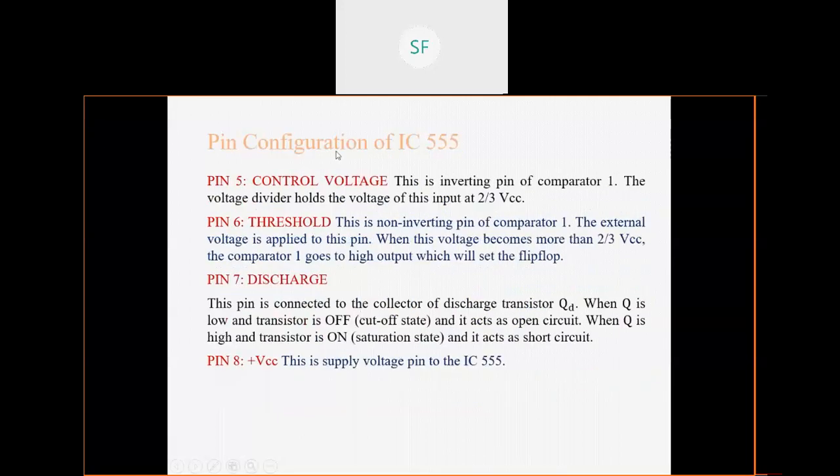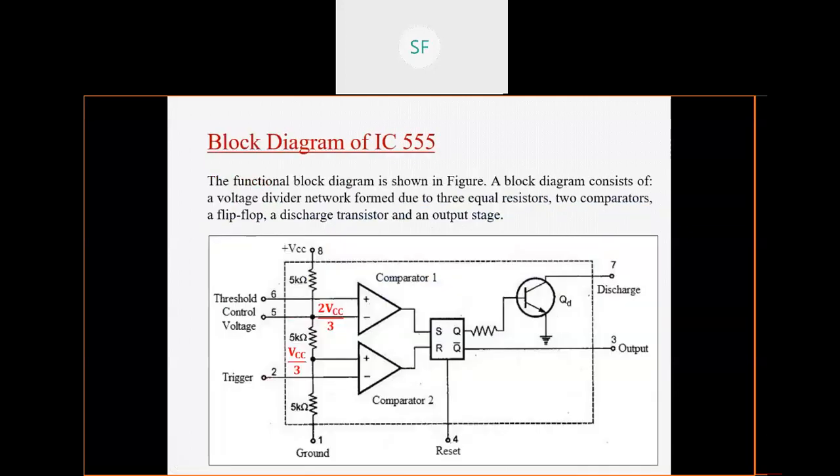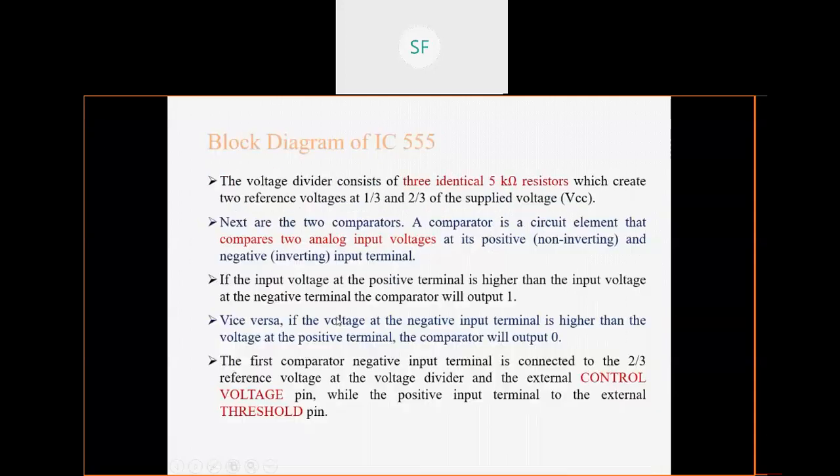Okay, then pin number 5 is control voltage. This is the inverting pin of comparator 1. The voltage divider holds the voltage at the input at 2/3 VCC. So we have already seen this, that control voltage is nothing but the inverting pin of comparator 1 and its voltage is fixed to 2/3 VCC.